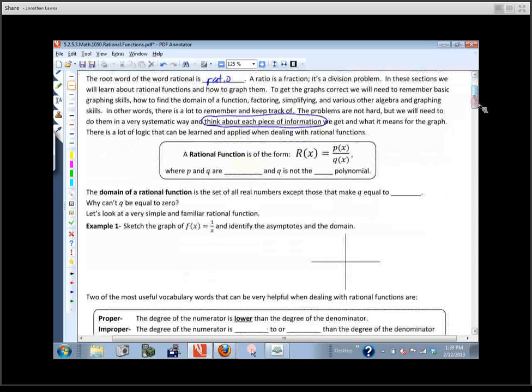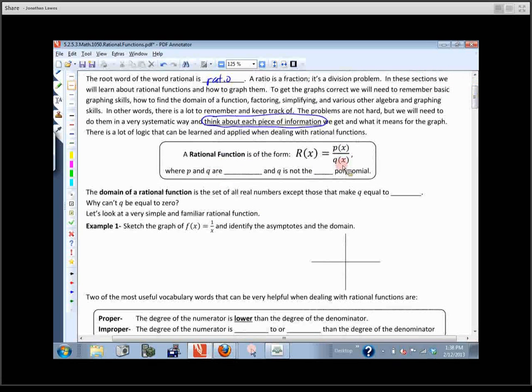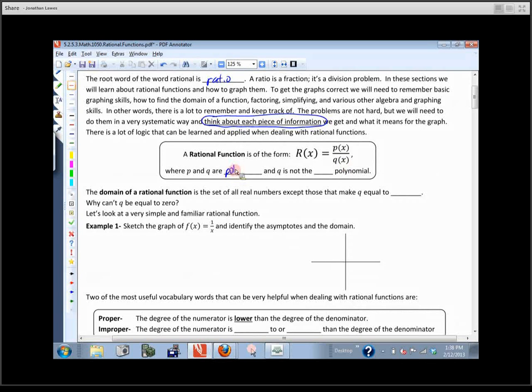Let's define this. A rational function is of the form p of x over q of x. So it's a function on top and a function on the bottom, but they're special types of functions. They are both polynomials. Both of those are polynomials. And then we've got one little distinction here that we need to make, or one qualification. This can be any polynomial we want on the top and any polynomial we want on the bottom, as long as the bottom is not what we call the zero polynomial. Okay? It can't be just a plain old zero.